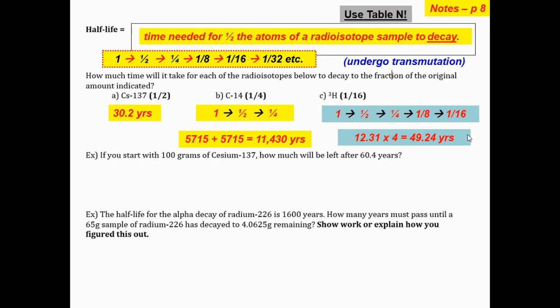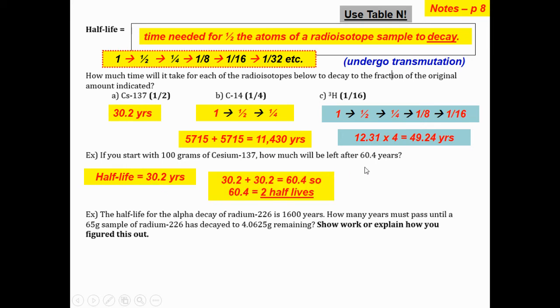Next example, if we start with 100 grams of cesium-137, how much will be left after 60.4 years? How much will still be radioactive? Okay, the half-life of cesium-137, we already looked it up, it's 30.2 years. This comes out of Table N. Then we say, okay, well, 60.4 years is how many half-lives? Oh, well, 30.2 plus 30.2 equals 60.4. So we're talking about 2 half-lives here.